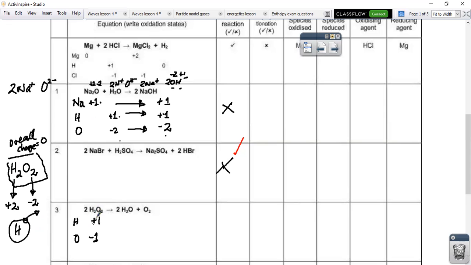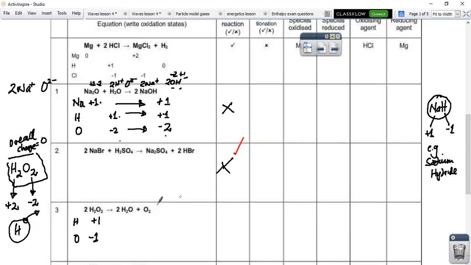I mean, there are cases when the oxidation state of hydrogen is -1. So if you had a compound such as sodium hydride, here the oxidation state of the sodium is +1 and the oxidation state of hydrogen is -1. You rarely see these type of questions, but just keep in mind. So this is, for example, sodium hydride.